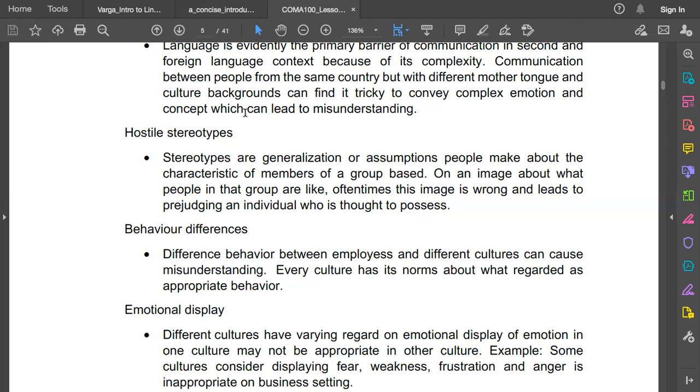And sometimes also the culture of your workplace. Sometimes they have this culture na nakagawian na, so you need to abide by it. But if you cannot abide by the culture that they have, so somehow it violates your principle in life, then you can find another job. Behavioral differences.